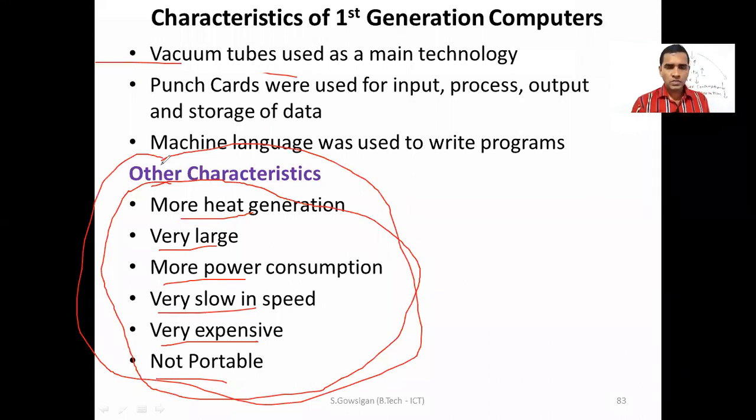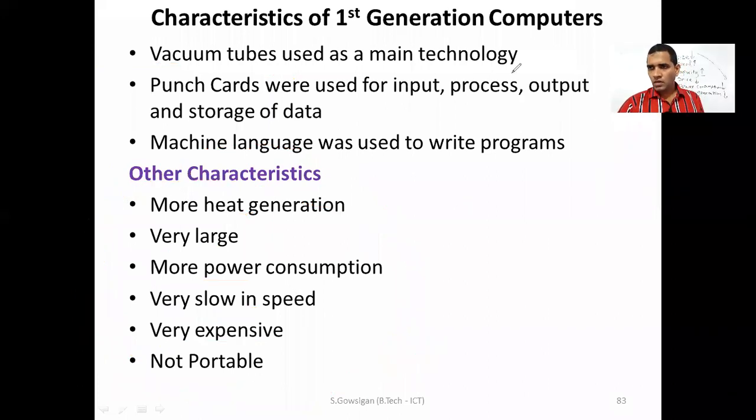So nobody wants them, and scientists thought about this issue. They planned to change the technology. They realized that the vacuum tube was the main reason for producing such bad characteristics, so they wanted to change the vacuum tube. When they replaced the vacuum tube with another technology, a new generation was born, because when technology changes, you have different characteristics. Some of the characteristics increased and some decreased. So they named that particular era as second generation computers. Have you understood?